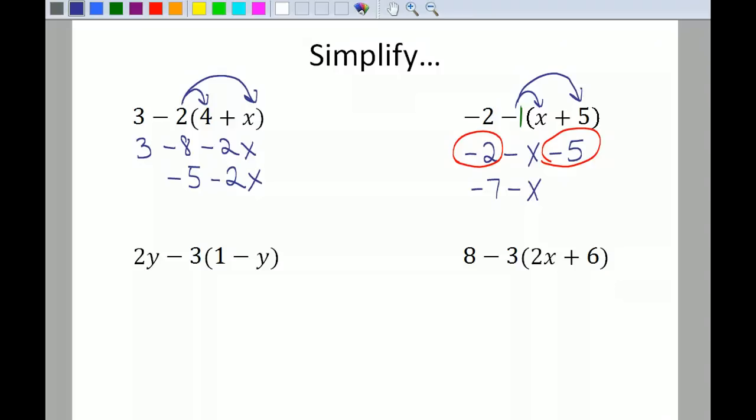Okay. Now I would like for you to hit pause and work these last two on your own. And when you're finished, hit play again for the solutions.